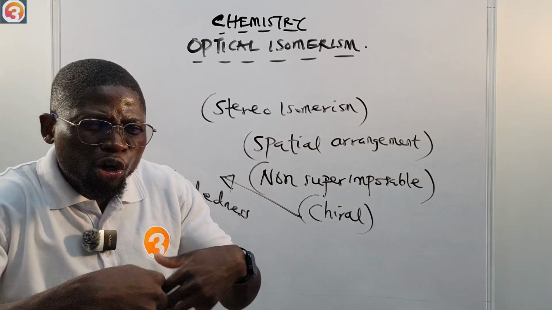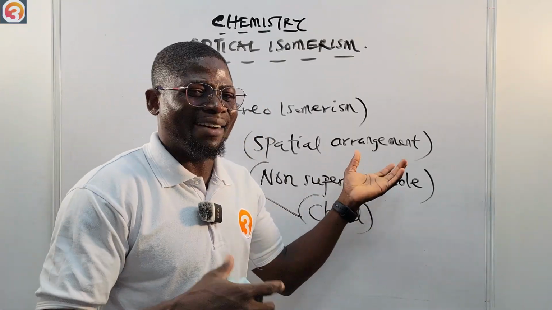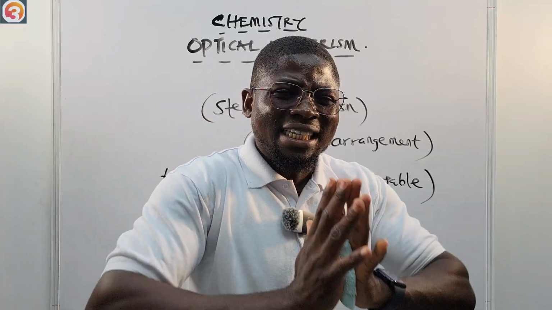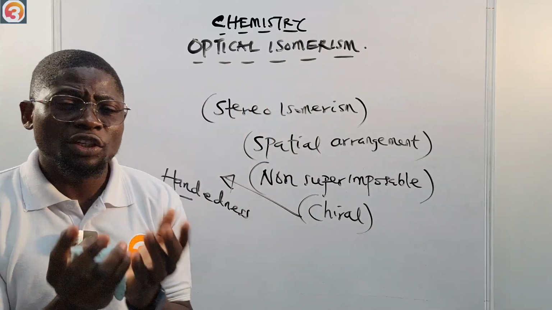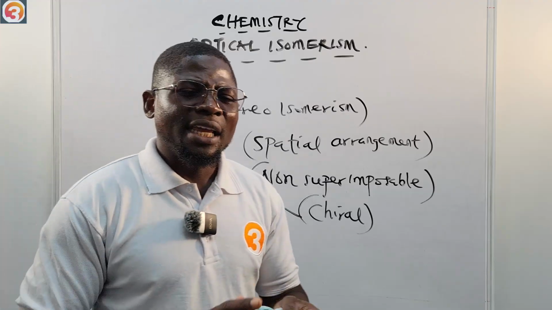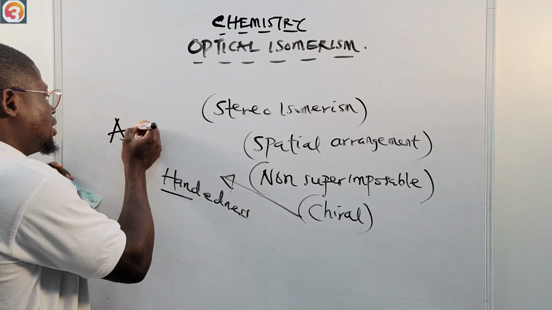And in the world of chemistry, or the world of isomerism, we call that chirality. We say that our hands are chiral. They are mirror images of each other, but they are non-superimposable.